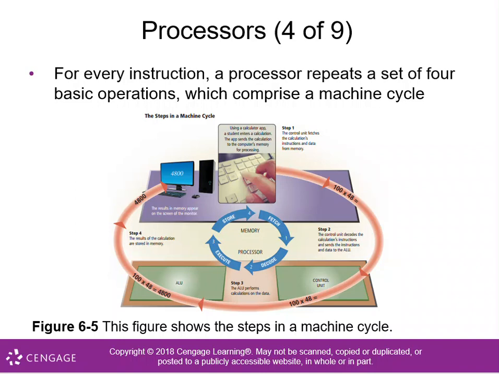For every instruction, a processor repeats a set of four basic operations which comprise a machine cycle. One machine cycle has these four basic operations: fetch, decode, execute, store. First, the control unit. Step one, the control unit fetches the calculations, instruction and data from memory. For the processor, to process each basic instruction, it goes through these four basic operations. In the first step, the control unit takes the instruction and fetches it from memory. That is the first operation, which is fetch.